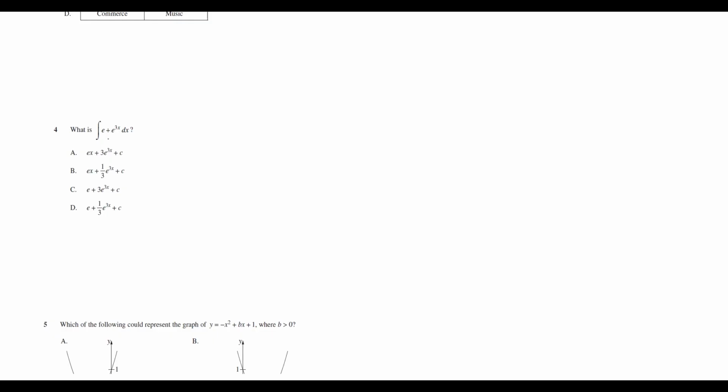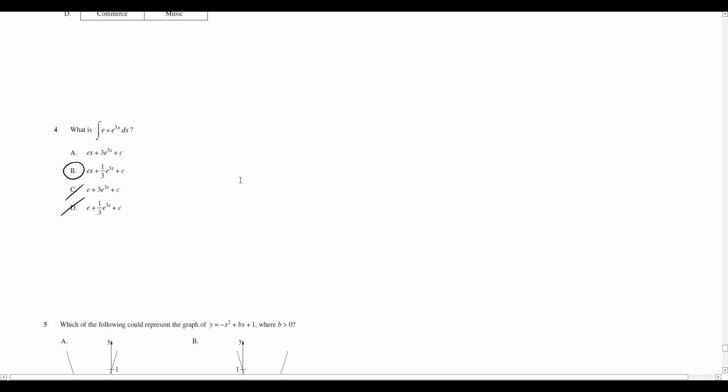So the integral of that will be e^x. So clearly it's not going to be C or D, because that just remains as an e term there, and that's not quite correct. Now e^(3x), well, the integral of that, let's see, we need to divide by that power there, so that 3 will be dividing by 3. So our option there is going to be B.